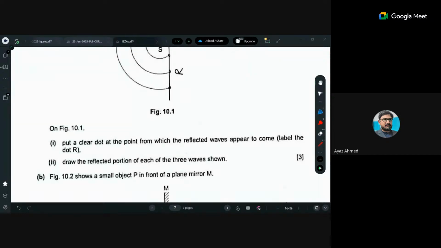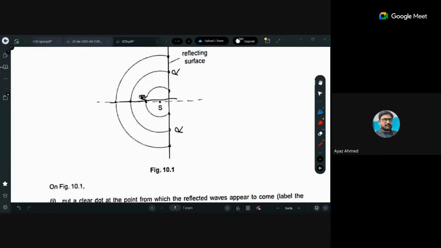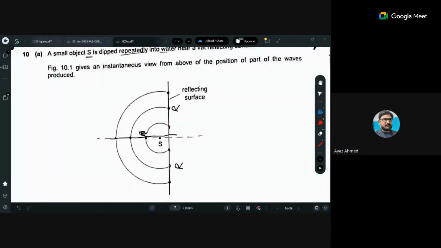On figure 10.1, put a clear dot at the point from which the reflected waves appear to come. Label it as R. Okay. Wow, what a question. So here is the reflecting surface.